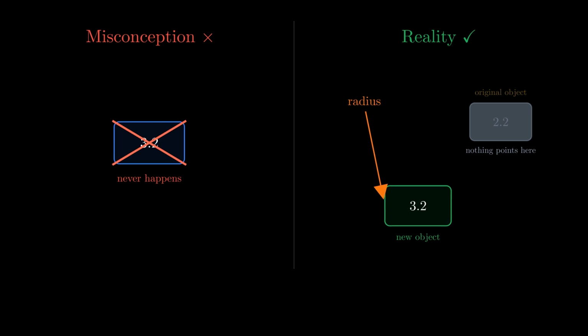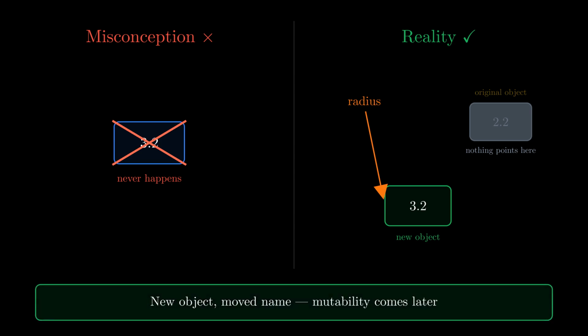This distinction, creating new objects versus modifying existing ones, is central to Python. Numbers can never be modified in place. Later, with lists and other structures, some objects can change in place, and that's where mutability becomes critical. For now, new object, moved name.